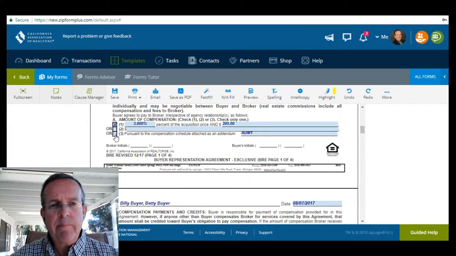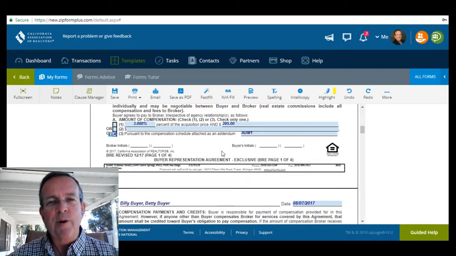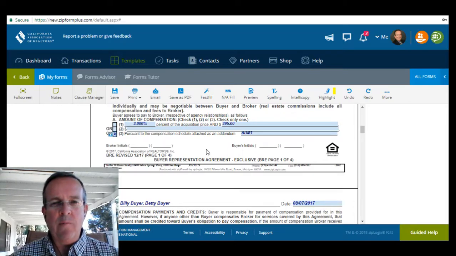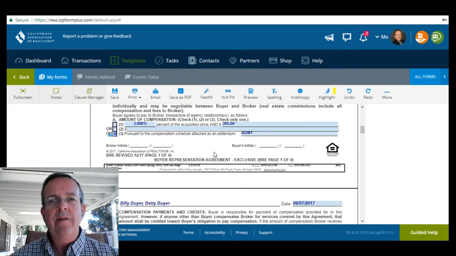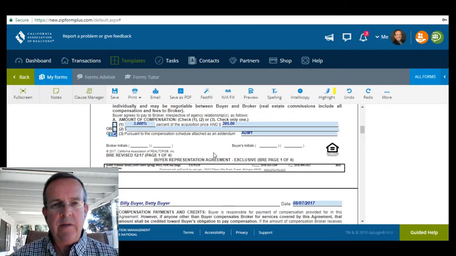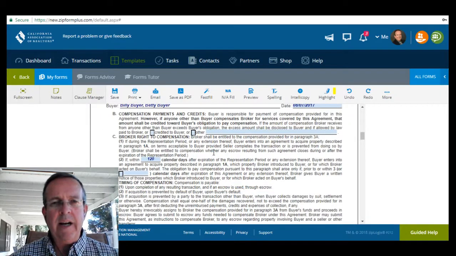We're also going to say, pursuant to the compensation schedule attached as an addendum. Now you'll see here that it only allows me to do one or two. Okay. So what I'm going to do is I'm going to actually change this ADM 1. I've had the ADM 1, but I actually attached it to this just now and realized that it's doing this to me. So I'll show you that in a second. That comes from our previous broker, Connie Joy. Compensation, you can read through all of this stuff.